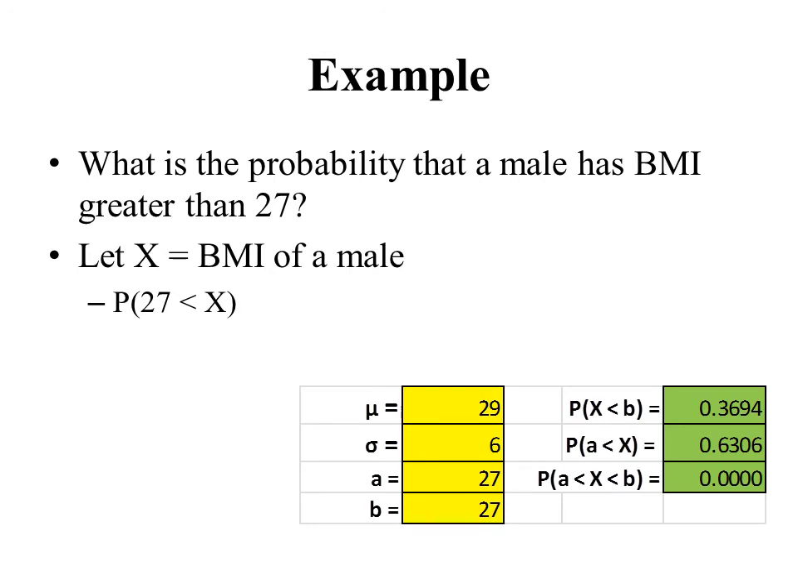And so to calculate this, we'll again use this workbook, chapter 5. We've got the same value of mu and sigma, but now we've got this number 27 inside the parentheses, so we'll enter that for A and B. In this case, we want to know a probability of this form right here, and so here's our answer, 0.6306. Now, what does that mean in a practical sense? Well, that means that about 63% of all males in this population have a body mass index of greater than 27.